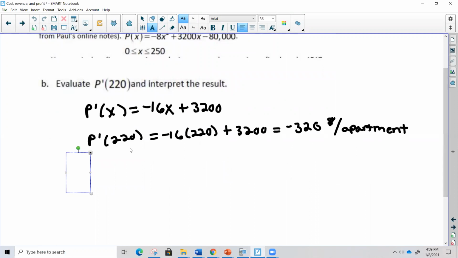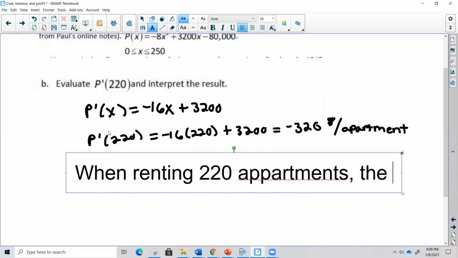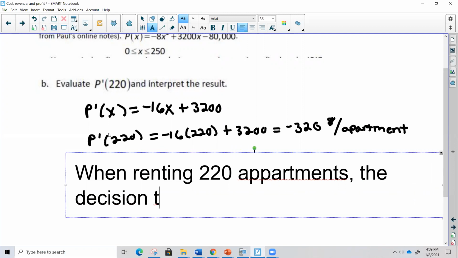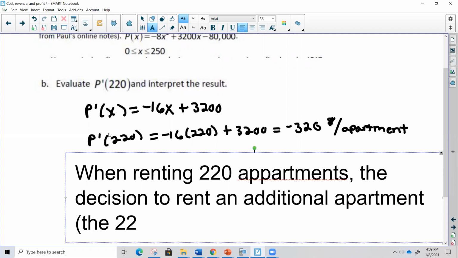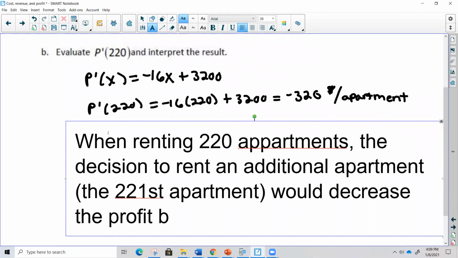Remember, the P prime of 220 is giving me the profit for the 221st item. So what P prime of 220 means is, when renting, we already rented 220 apartments, the decision to rent an additional apartment, or the 221st apartment, would decrease the profit by the $320.